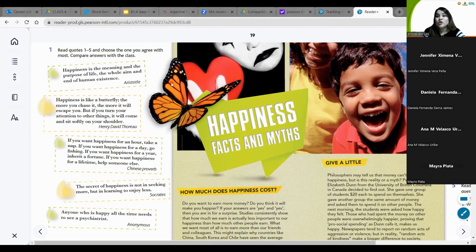For me, I also agree with the third one, because I can understand how Daniela Fernanda feels, and I totally agree with that. If you want happiness for a lifetime, help someone else. But I also agree with this one: the secret of happiness is not seeking more, but in learning to enjoy less.